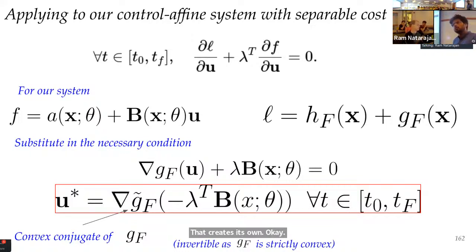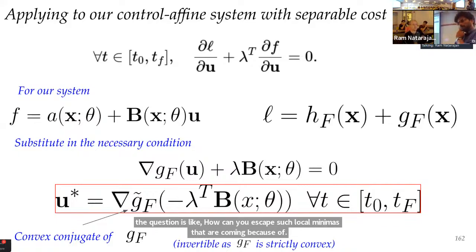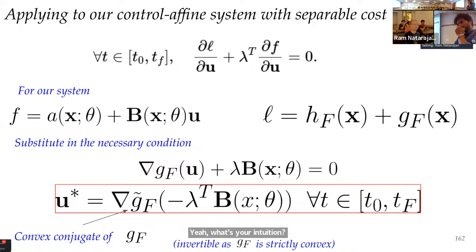And then maybe, like those heuristics here, based on your experience, do they tremendously help with those types of local minimum? I don't know. I still don't get it. So the question is, how can you escape such local minima that are coming because of... Yeah, what's your intuition basically? How much more complex does it become to design a heuristic function in the context of INSAT?